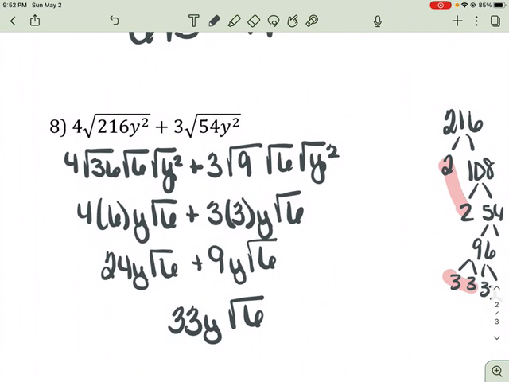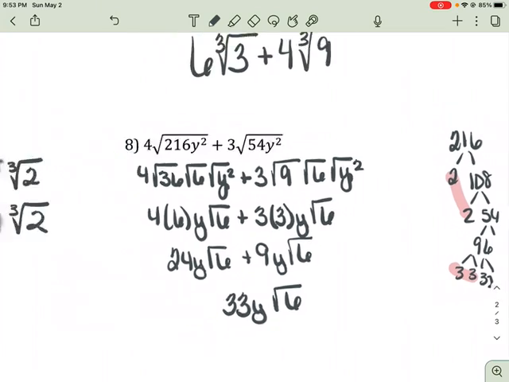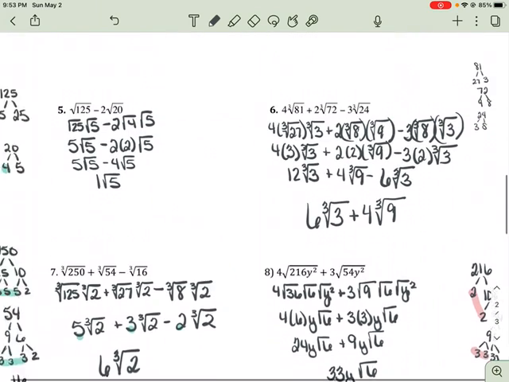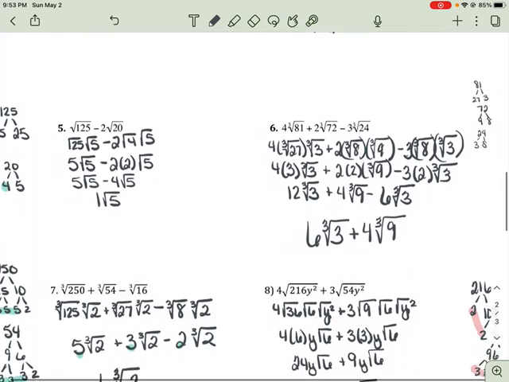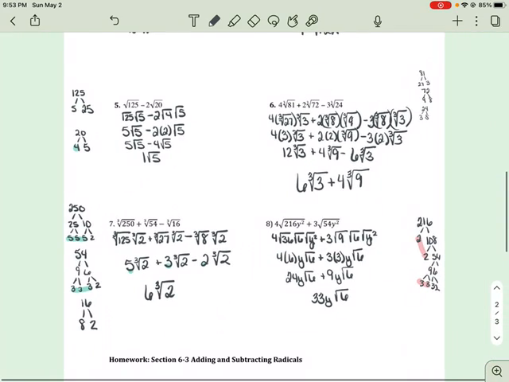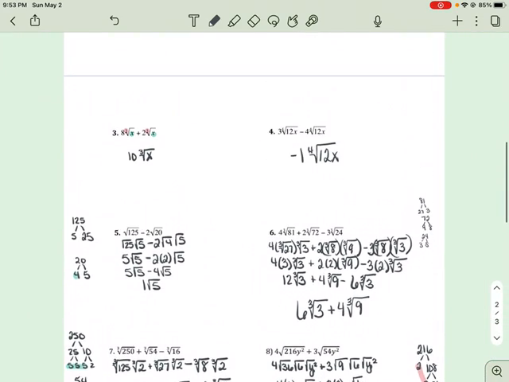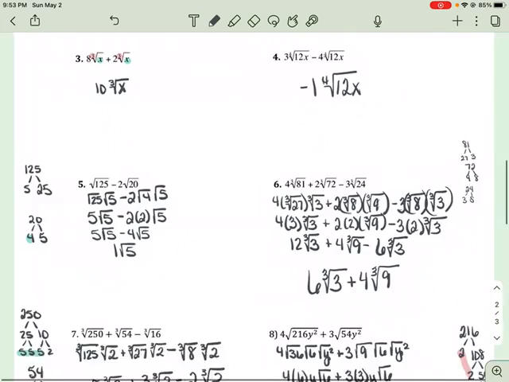All right, and here break it all down. So we get 24y square root of 6 plus 9y square root of 6. So this is what I was talking about when you're combining like terms, right? The variables have to be the same. So you have variables the same, indexes the same, and radicands are the same. So we are able to add those together and we get 33y square roots of 6. And notice my scratch work all on the side here with breaking everything down, all the radicals and everything else. Okay, all right.